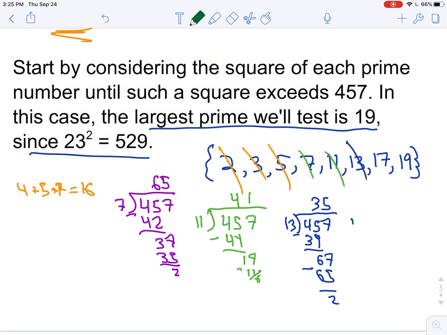All right, fine. Let's move on to 17 then. Getting close to the end, right? So better do by one of these, or if it doesn't, that means we have a prime. 3 times 17 is 51. It's too big. Let's try it by 2 then.